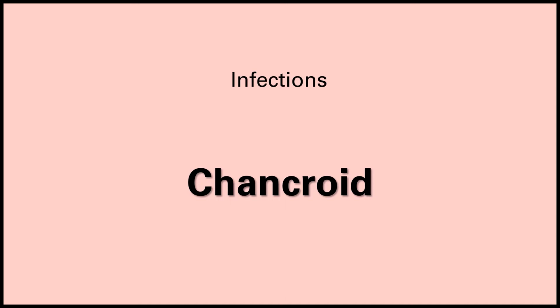Chancroid begins as one or more painful genital ulcers on an erythematous base that may have foul exudate. About half of patients will also have painful inguinal lymphadenopathy. Diagnosis can be made clinically or by culture, and treatment is antibiotics, typically azithromycin or ceftriaxone.